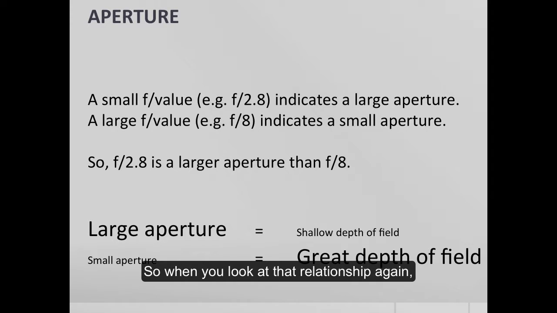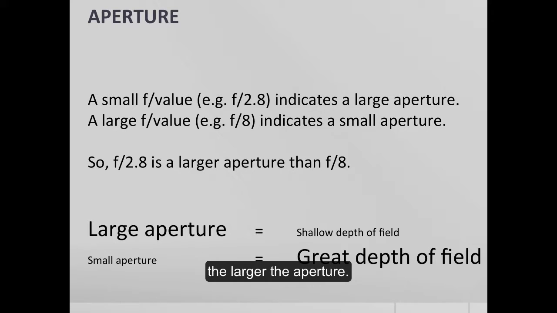So when you look at that relationship again, a small f value or a small f-stop indicates a large aperture, and a large f value indicates a small aperture. So I always say to think of it as a fraction. Instead of an f2.8, think of 1 over 2.8. Or instead of an f8, think of it as 1/8. So obviously 1/2 is larger than 1/8. So just remember that the smaller the f value, the larger the aperture.